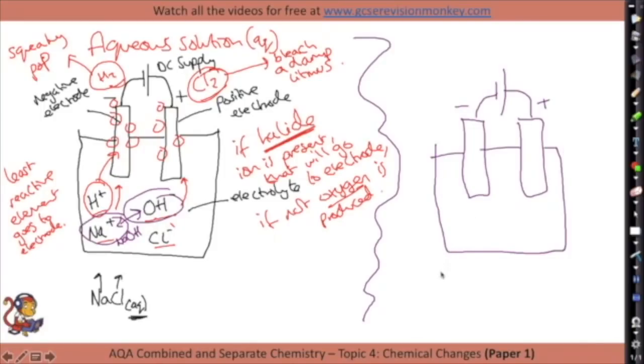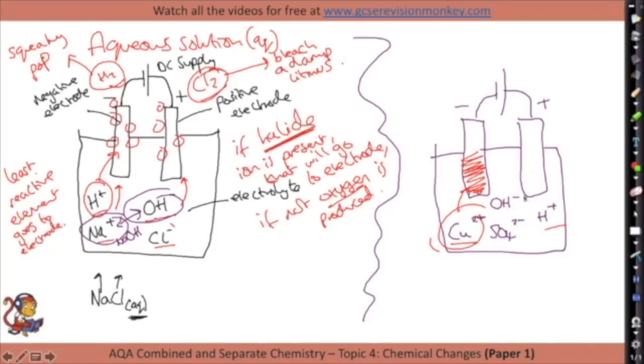This time, for example, if we had copper sulfate, we would have copper ions in there, sulfate ions, and the ions that are present in water because it's copper sulfate solution. The same rule applies to the negative electrode in that the least reactive element goes to the electrode. So in this case, the two positive ones are copper and hydrogen. And out of those two, copper is less reactive, so copper will collect at that electrode.